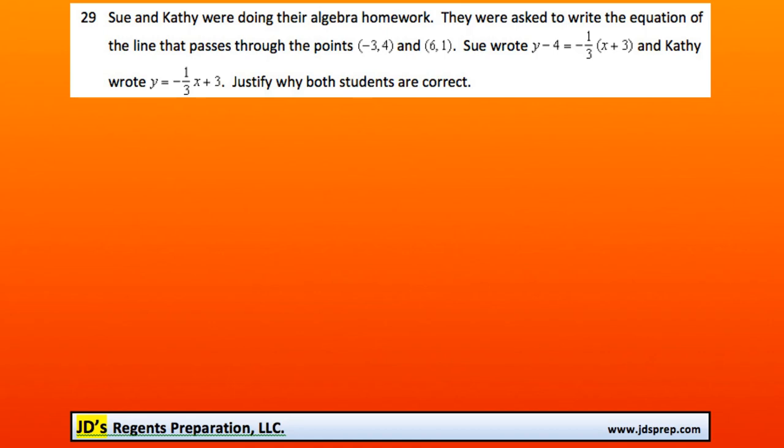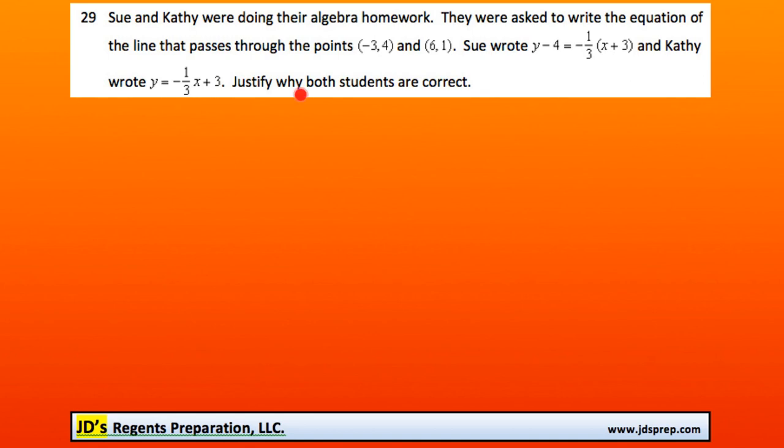This is problem number 29 from the June 2016 Algebra Regents exam. Sue and Kathy were doing their algebra homework. They were asked to write the equation of the line that passes through the points (-3, 4) and (6, 1). Sue wrote this equation and Kathy wrote this other one. And what we need to do is justify why both students are correct.